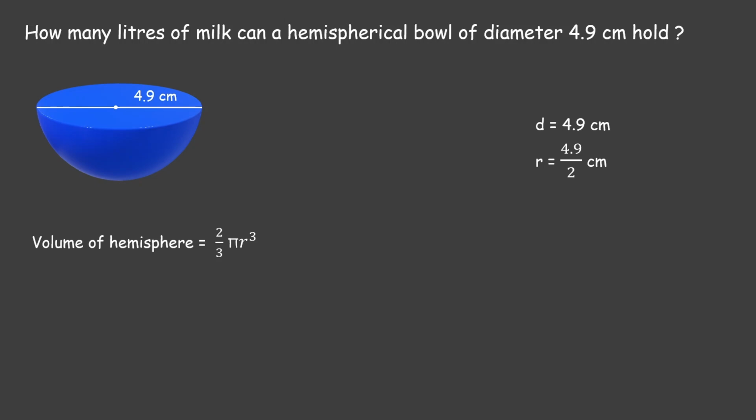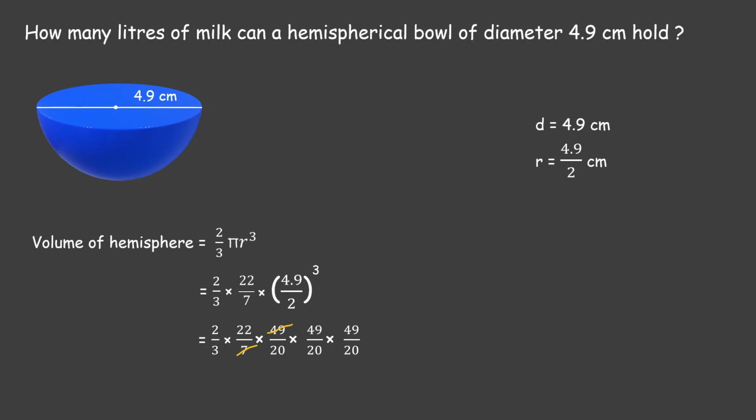Let's put in the values. So 2 by 3 into pi is 22 by 7 into 4.9 by 2 cube, right? Now, can we write it as 49 by 20? So let's write it like this. 2 by 3 into 22 by 7 into 49 by 20 multiplied to itself 3 times.